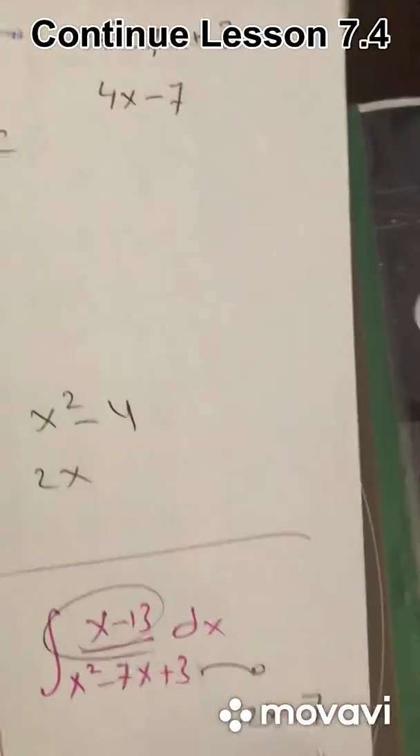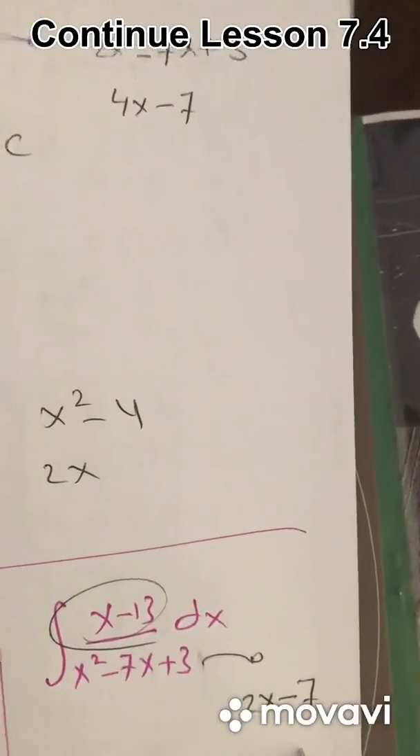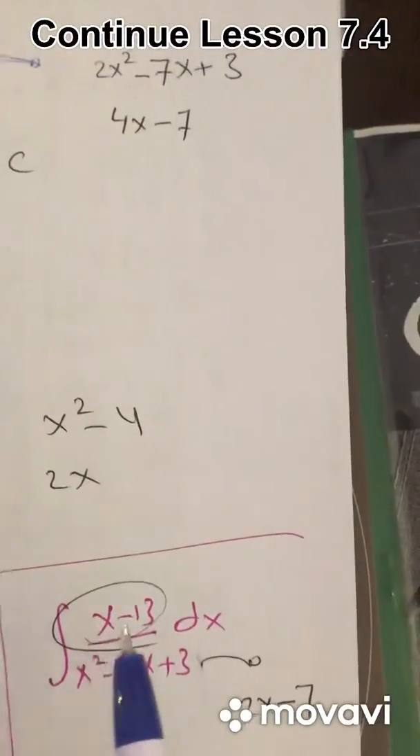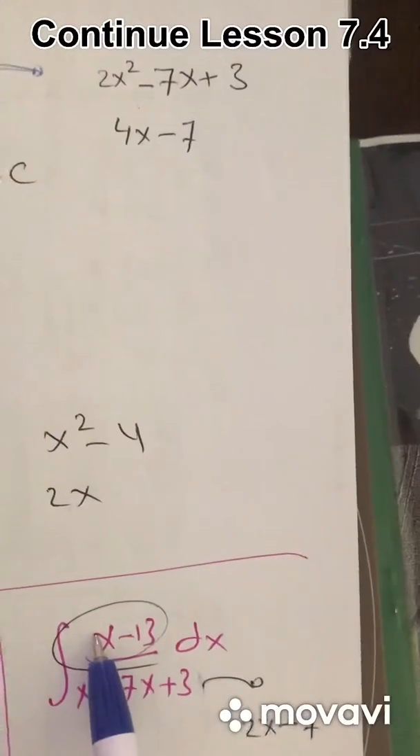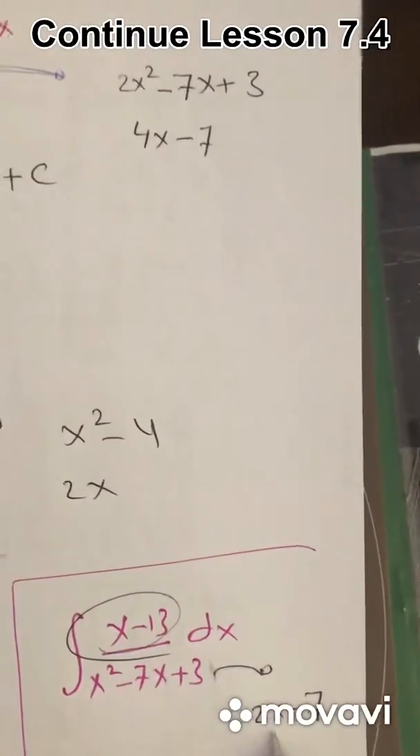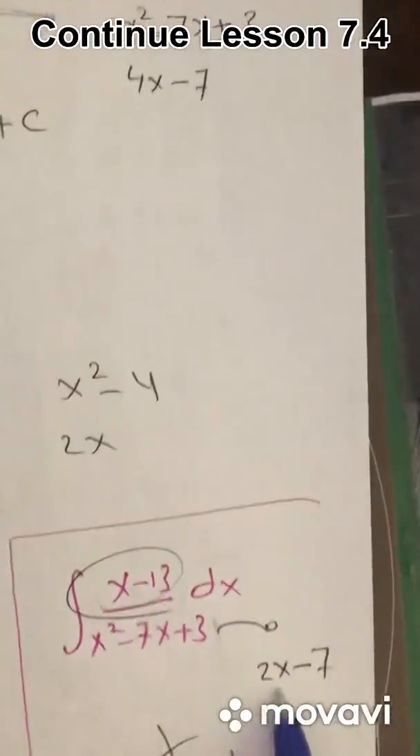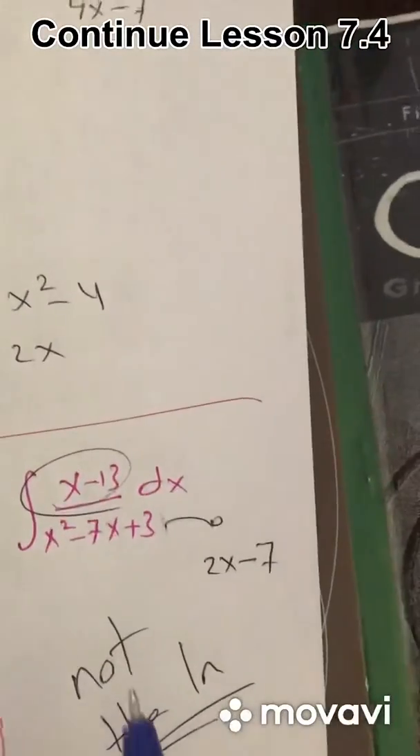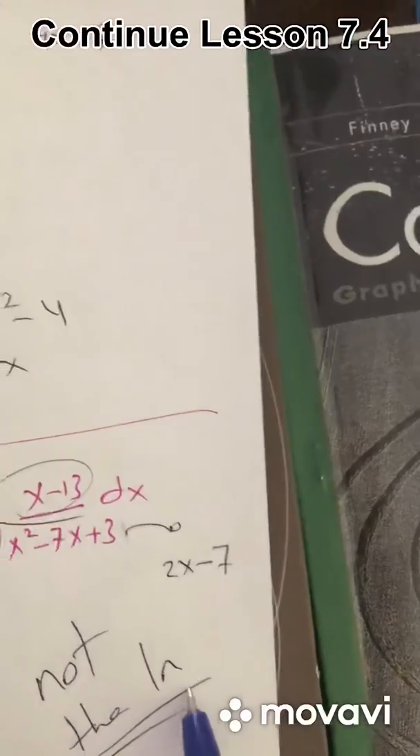But what about these types of equations? The denominator is 2x minus 7. Can I write it as ln? And as you can see up, there's an x minus 13. Of course, x minus 13 is not equal to 2x minus 7. What does that mean? We cannot do it using the ln.